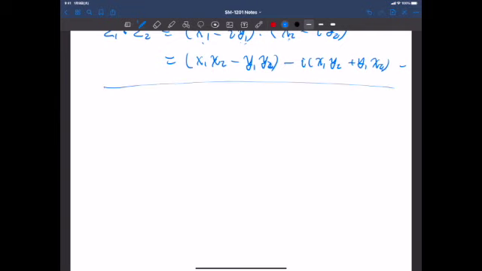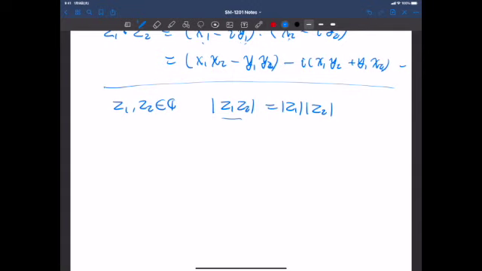Next, if z1 and z2 are complex numbers, we have the modulus of their product is equal to the product of their moduli. I think the plural form of modulus is moduli. So I think this should be easy. You need to just calculate both sides and compare them.